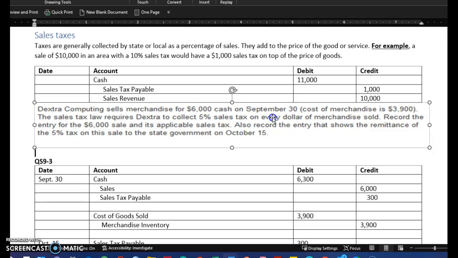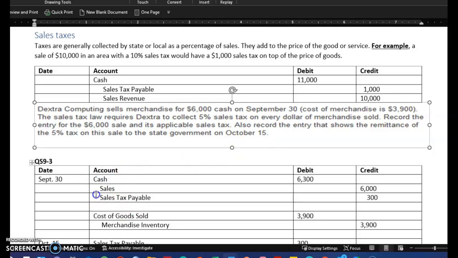You owe it. All right, so record the entry for $6,000 sales, the applicable sales tax, and also record the entry that shows the remittance. That is the retailer sending to, for us in South Carolina, the Department of Revenue in Columbia, the remittance of the 5% tax to the state government on October 15th.